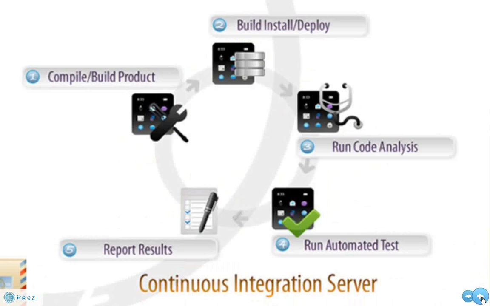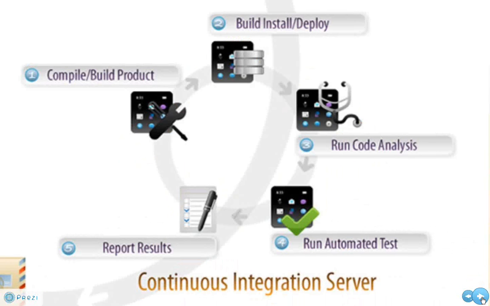Coming back to source code, now it is the continuous integration server, where basically what does the developer do? He builds and deploys, he runs the code analysis, he runs the automated tests, he reports results, sees the report of the results, what is happening, he compiles and builds the product. So let's go deep into each of them.